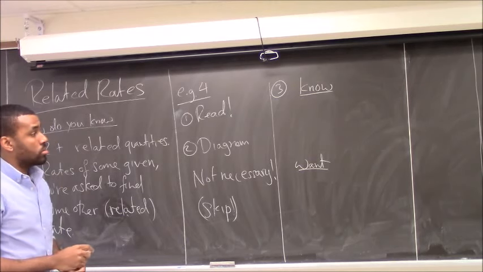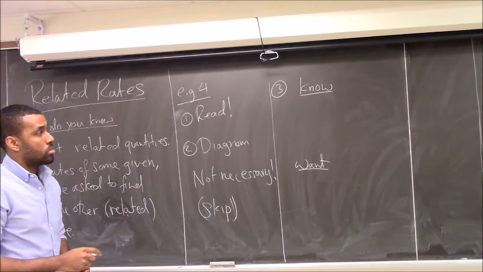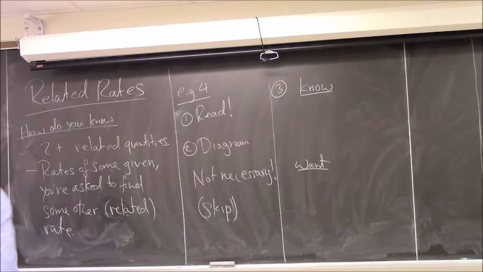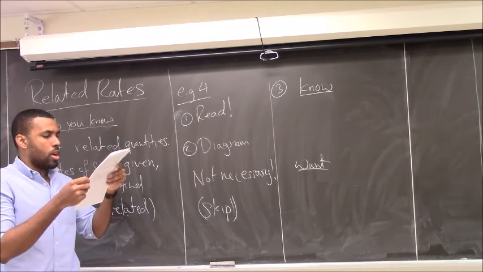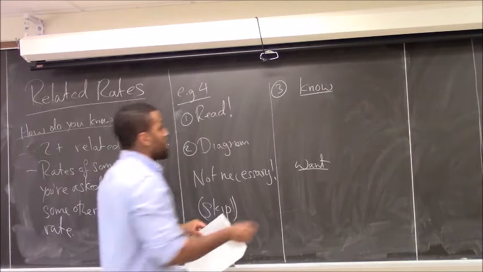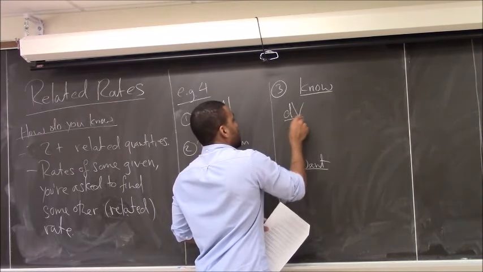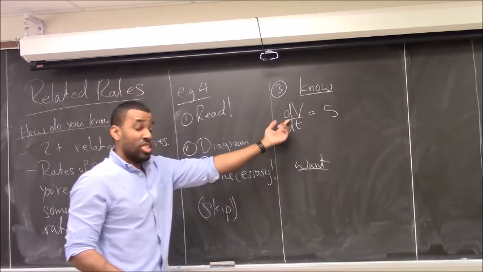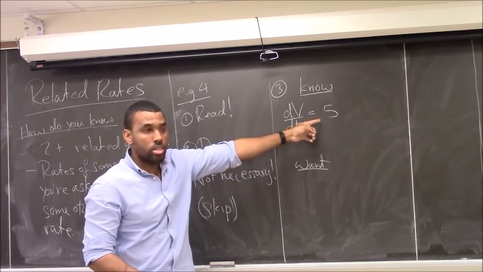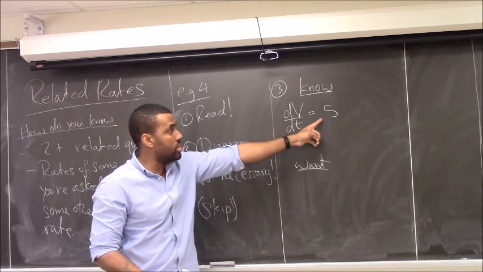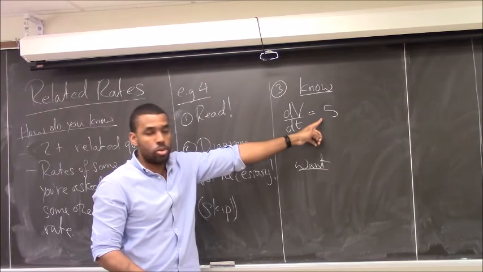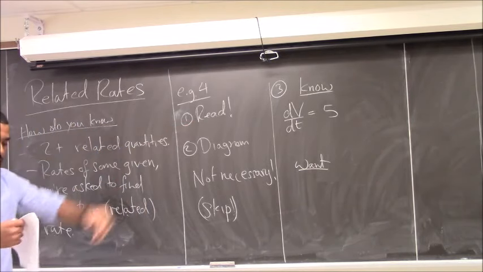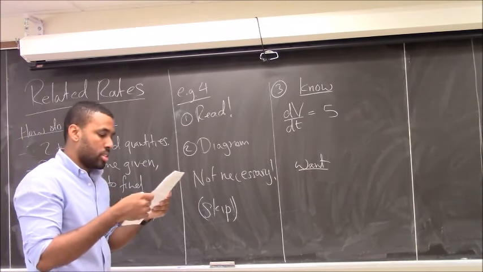What do we know? dV/dt is the volume rate. The volume of the sphere is increasing at 5. So we know the rate of change of volume. dV/dt is 5. And again, remember this is a derivative, so the sign actually matters. I know it's a positive 5 because it's increasing. If they told me that the volume was decreasing, I would put a negative 5. So we need to read it very carefully to know what the situation is.